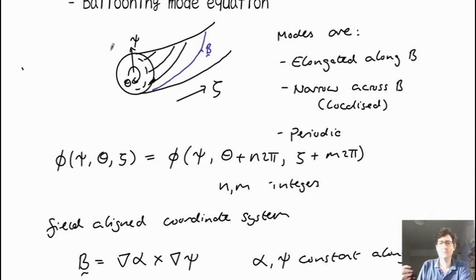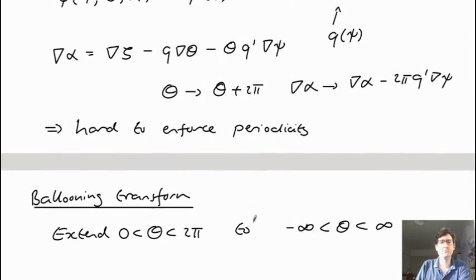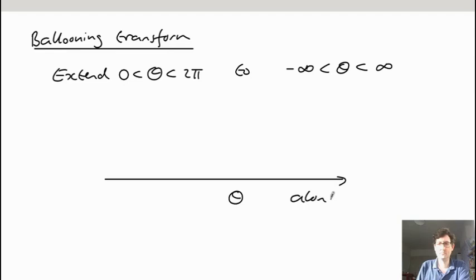So going from plus to minus infinity in theta is like going along a field line. Instead of thinking about this in terms of a poloidal angle, it's really a location along a field line. So this theta direction is really along the field line.